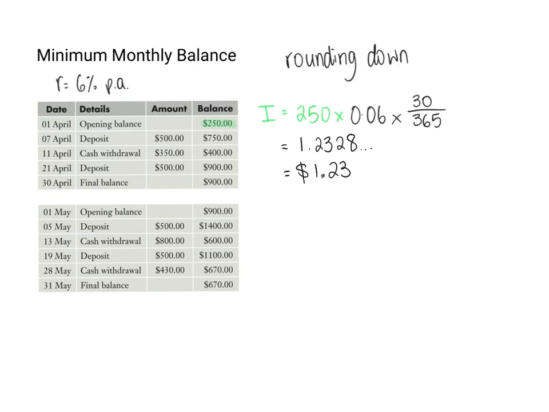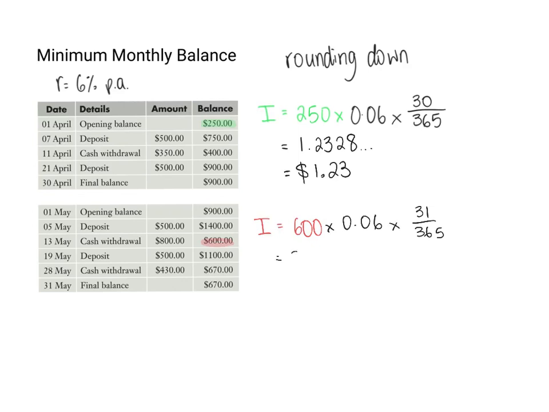So if we're looking at the minimum monthly balance for May, we go down the balance down the side and we can see that 600 was the minimum monthly balance. We do the exact same thing again as we did above. So the interest is going to equal the minimum monthly balance, multiplied by the annual interest rate. And then we're looking at the proportion of the year that's actually involved. May has 31 days, so we're going to do 31 over 365.